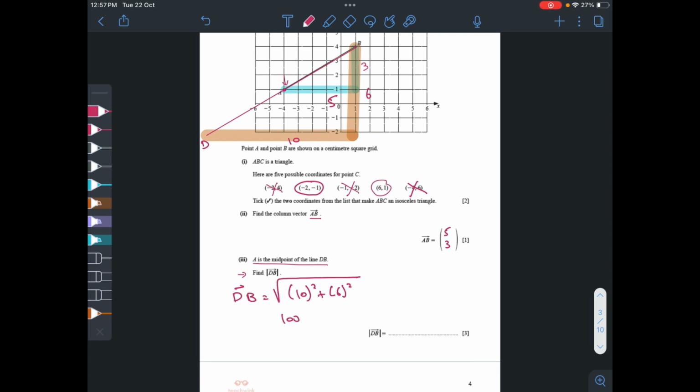10 squared is 100, 6 squared is 36. Add them, you find the square root of 136, and the square root of 136 is going to be 11.7, and that is the length of DB.